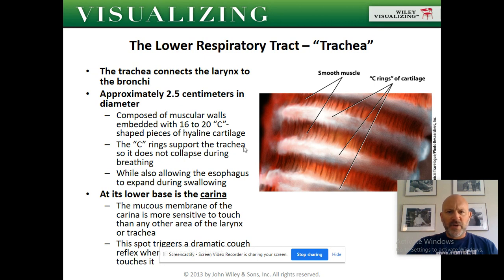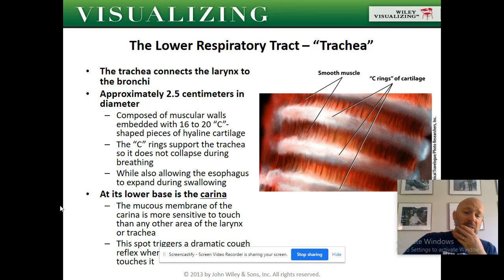All right, so the trachea connects the larynx to the bronchi. There are about 16 to 20 of these C-shaped cartilage rings in there. Remember, the back of it doesn't have those rings, and that's what allows the esophagus to expand. It doesn't interfere with that. At the very base of the trachea, that area is called the carina. And it's very sensitive. If anything gets down in that area and touches the sides of the trachea, it triggers a dramatic cough reflex.